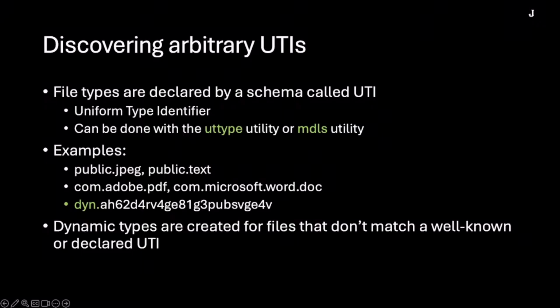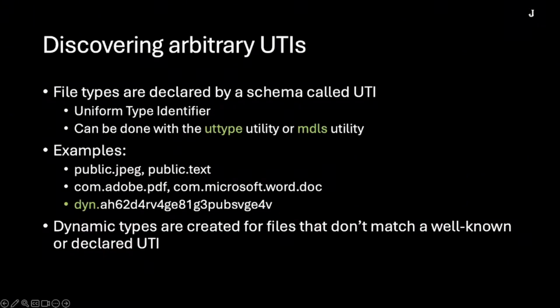And here are a few examples. You can guess what those are based on the names. So public.jpeg is basically JPEGs. public.text is text files. You have com.adobe.pdf and com.microsoft.word.doc, which hints again that Apple does not have to know everything. Third parties like Adobe or Microsoft can declare their own UTIs, which makes sense. And then there is dyn.blah. dyn stands for dynamic types, and these are apparently created for file types that don't match a declared UTI. So you'll have this thing instead of, I guess, an empty string, which is pretty useful.